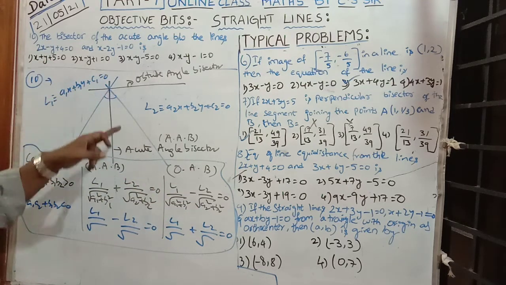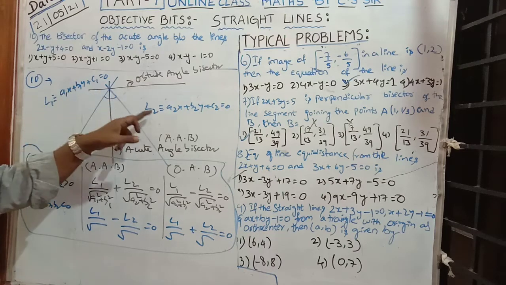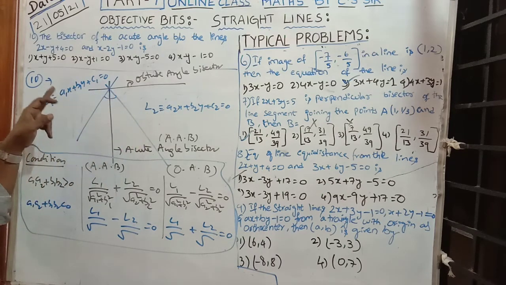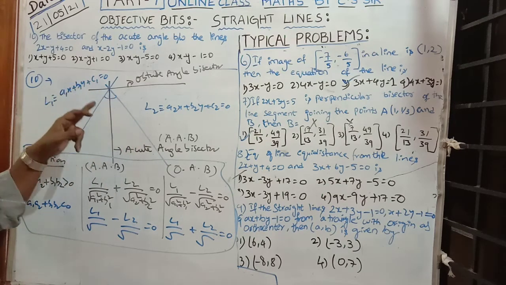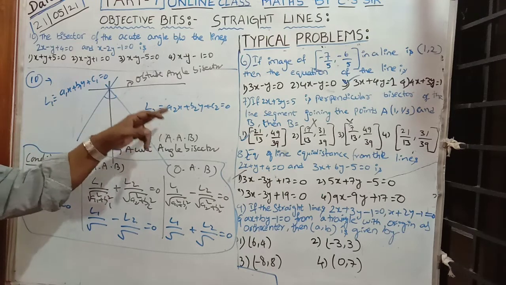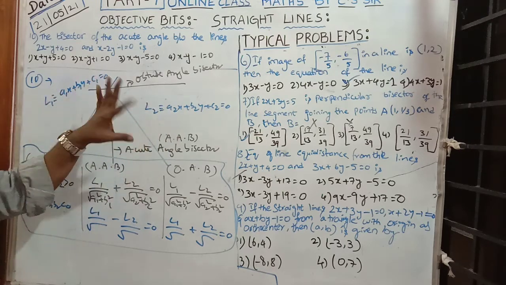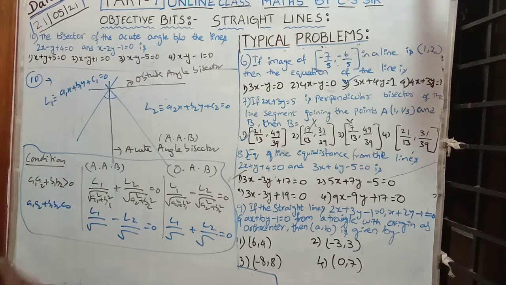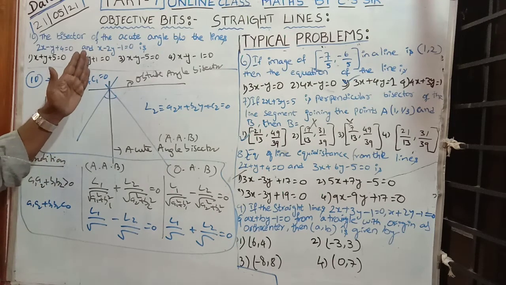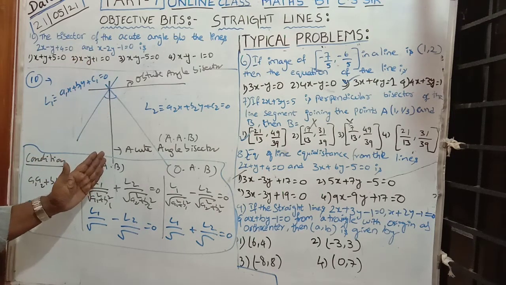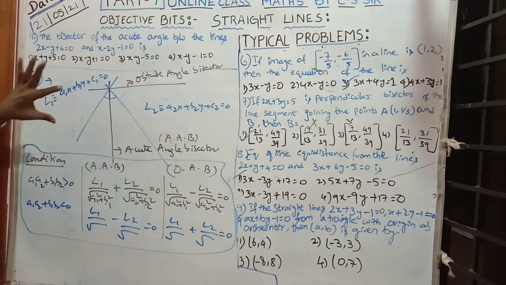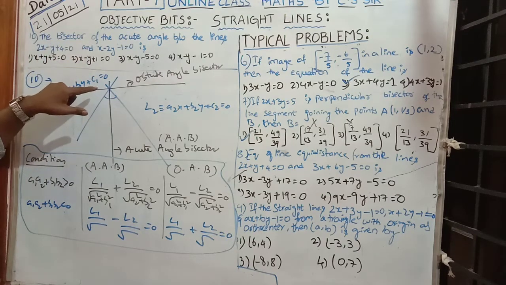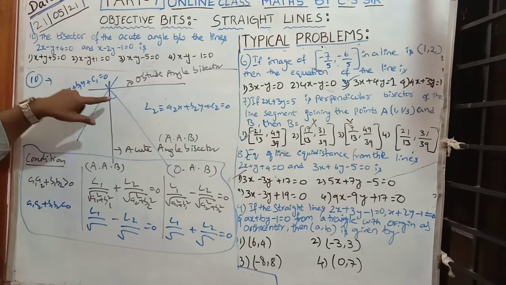Two lines are there. L1 is equal to 0, L2 is equal to 0. Here L1 is A1x plus B1y plus C1, and L2 is A2x plus B2y plus C2. Two different lines are there. A1, B1, C1, A2, B2, C2 are the different coefficients of x, y and the constants. Here the angle bisector: you see, two lines are there, and the angle between the lines is internal or external.